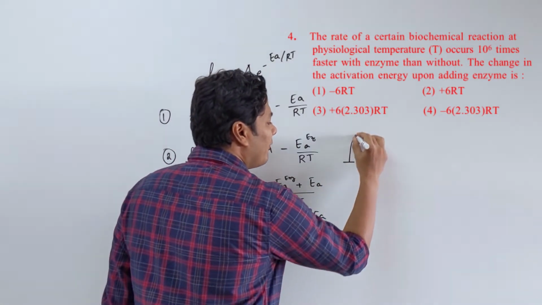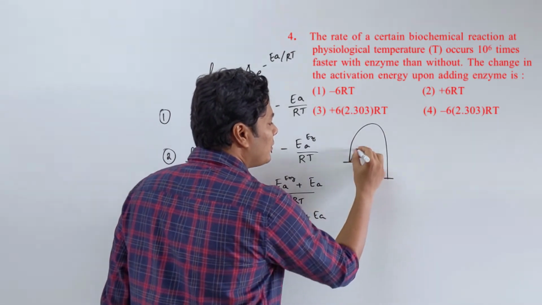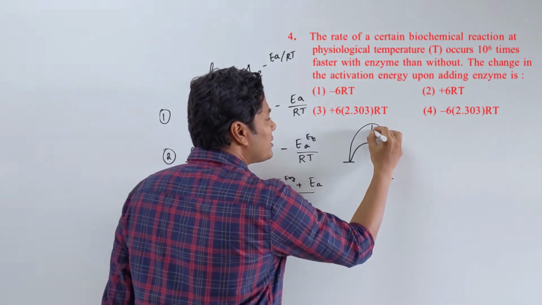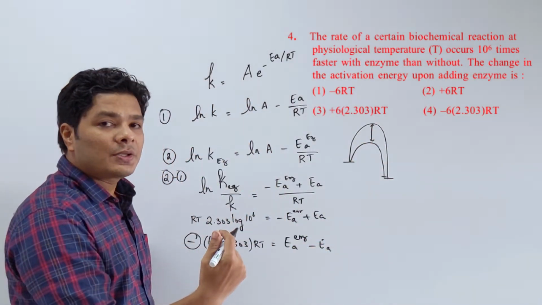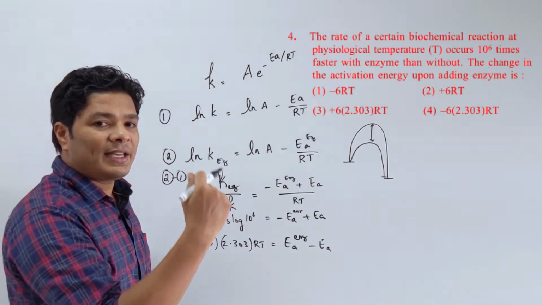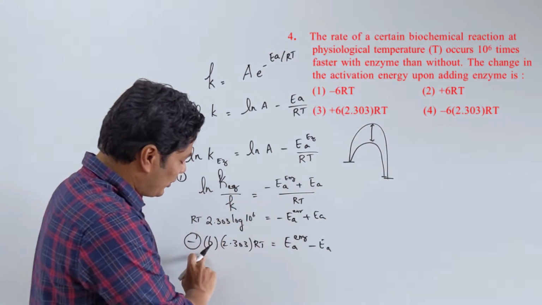So this is what we have, this reaction, and now this is the catalyzed reaction. Now this is the change in activation energy. What has happened to activation energy? It has decreased. So minus. So you have decreased it, so you are subtracting it. So I can put a negative sign.